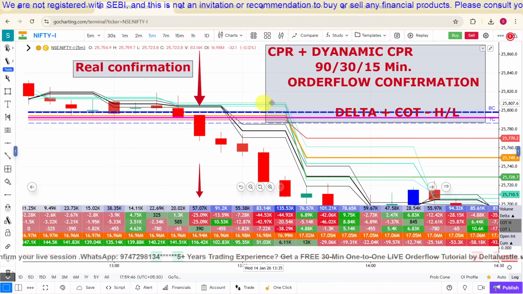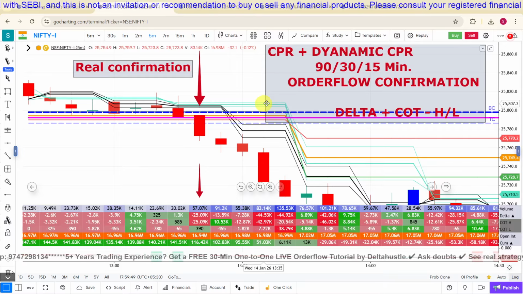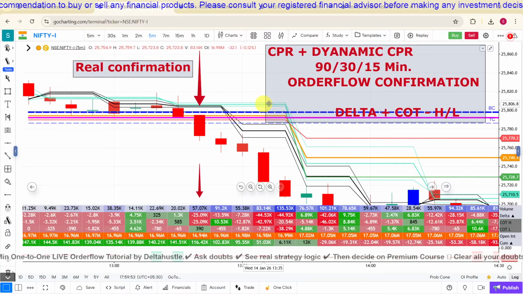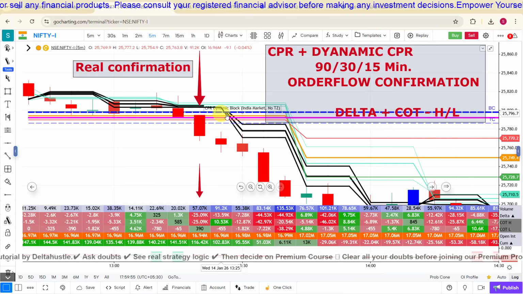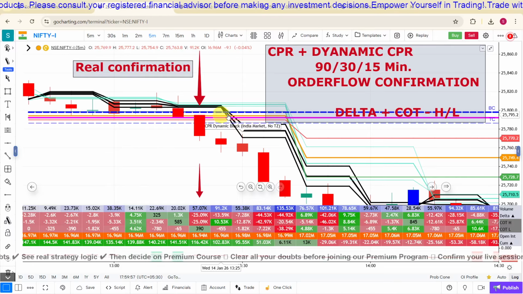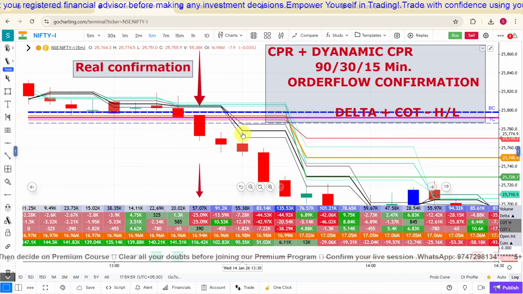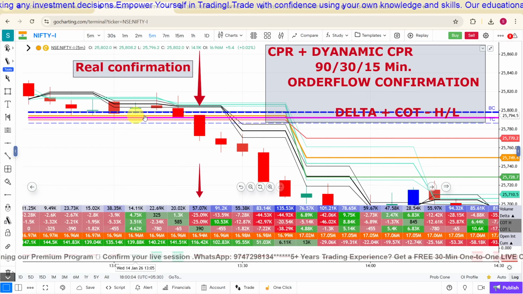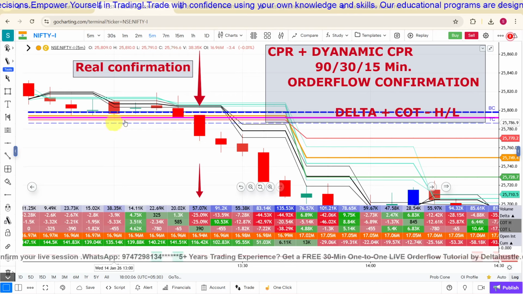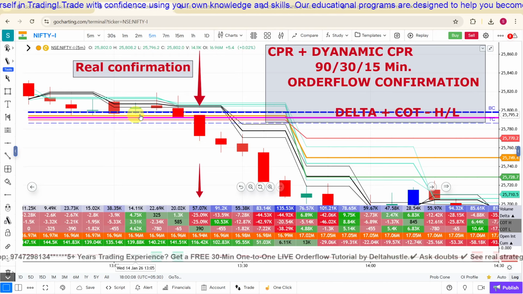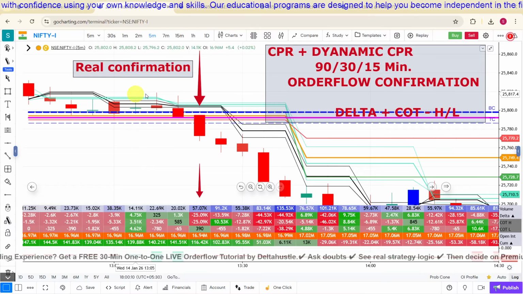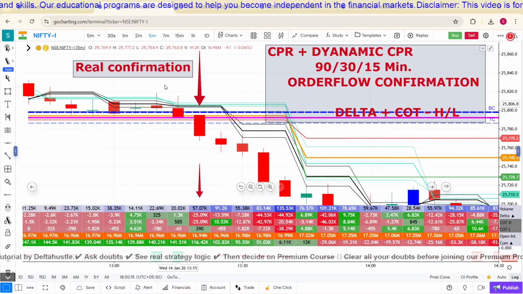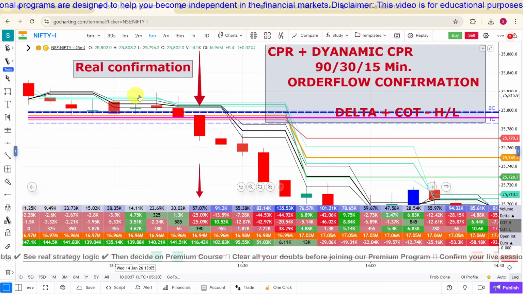And this green, three lines, you can see the three lines. This green is 30 minutes CPR. And this black is 15 minutes CPR. And these three different colors indicate that this one is 90 minutes CPR. By clubbing these three, we can identify the exact breakout and breakdown point of the day CPR.